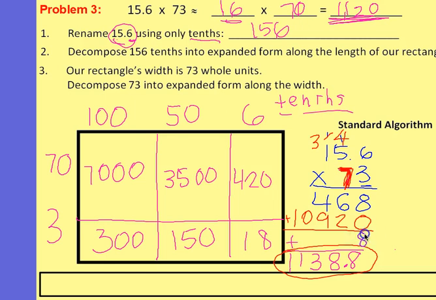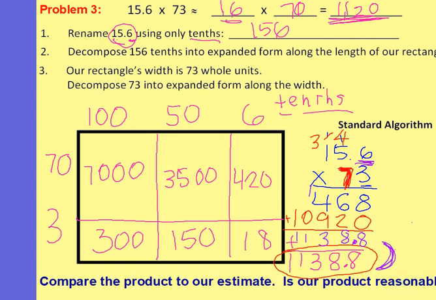8 plus 0 is 8. 6 plus 2 is 8. 4 plus 9 is 13. 1 and 1. And then remember, my factor was in tenths, so my answer should be in tenths. And since they're right here next to each other, you can see that they are exactly the same, 1,138 and 8/10. So how did this compare with what we've estimated?